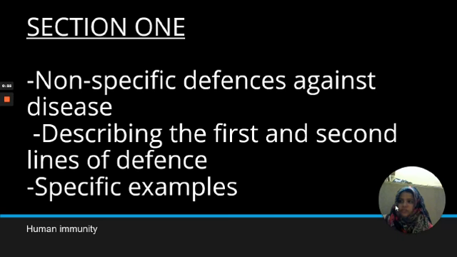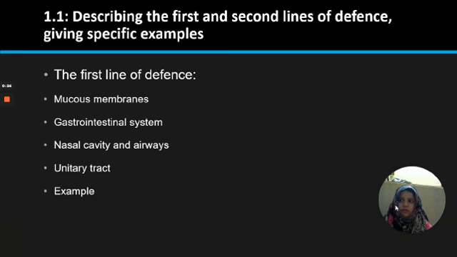Non-specific defenses are those which do not differentiate between types of pathogen, but show the same response to all pathogens. There are two kinds: the first line of defense and the second line of defense. The first line of defense consists of physical and chemical barriers, which include the mucous membrane, the saliva in our mouth, the gastrointestinal system, nasal cavity and airways, urinary tract, and the examples.